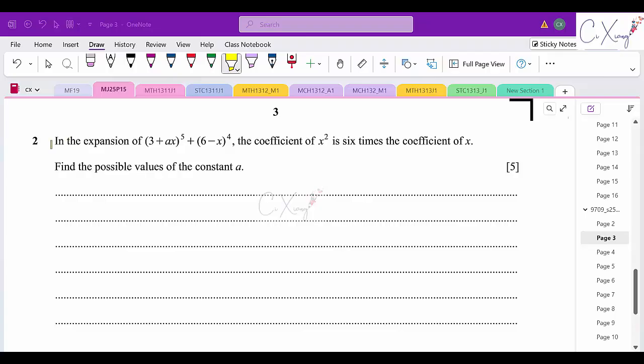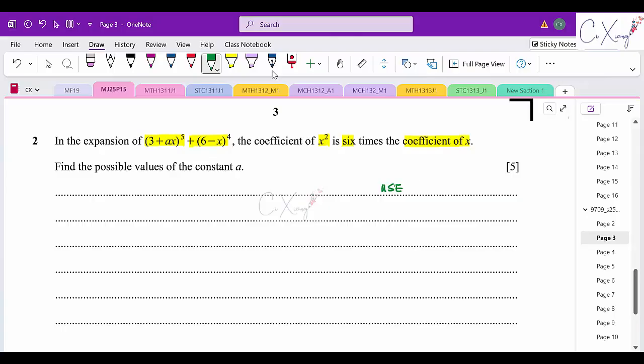Question number 2. In the expansion of this bracket plus this bracket, the coefficient of x squared is 6 times the coefficient of x. So find the possible values of the constant a. Alright, we are having a binomial expansion. What is the general formula for a binomial expansion?